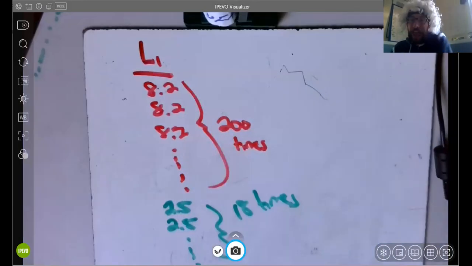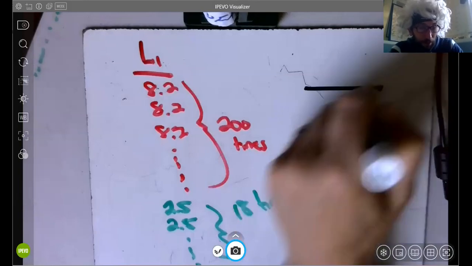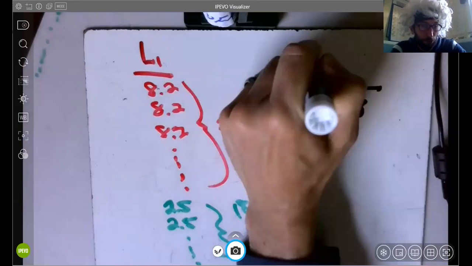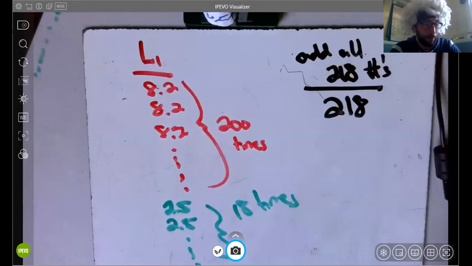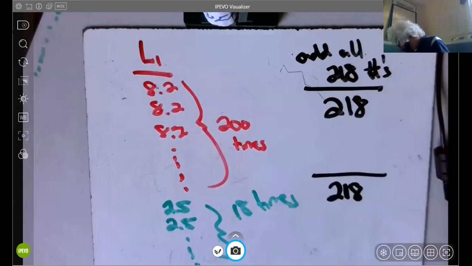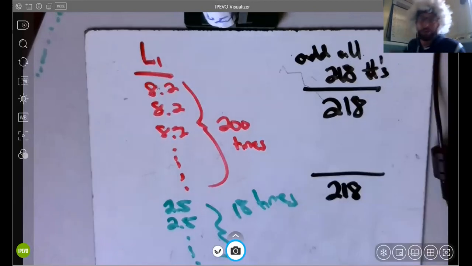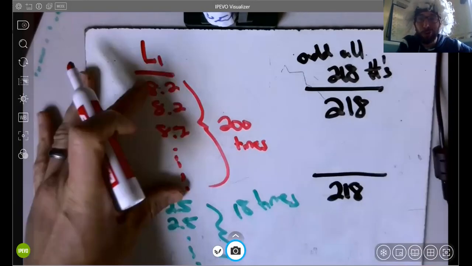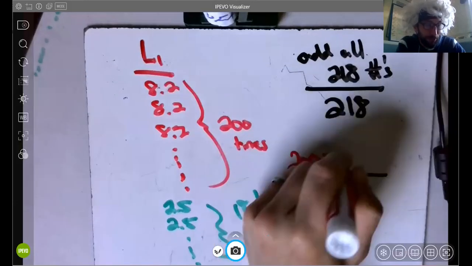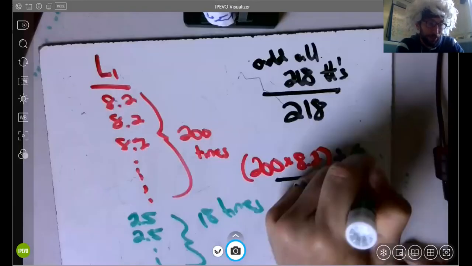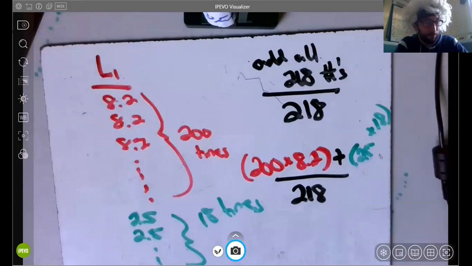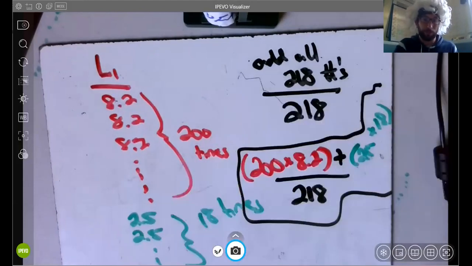Or if we think about it, to find the average, we would just add up all these numbers and divide by the total. So I could add all 218 numbers and divide by 218. But I hope you're not going to do that because that would be ridiculous. However, we don't need to do that. We could use some simple arithmetic understanding. Sorry, I dropped my red. Adding 8.2 200 times is the same thing as doing 200 times 8.2. Plus, adding 2.5 18 times is the same thing as 2.5 times 18. Sorry, that's sloppy. And that's it, right? That's how we do this.